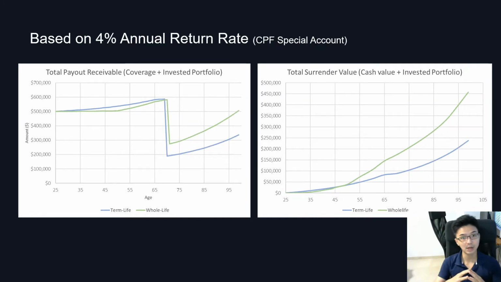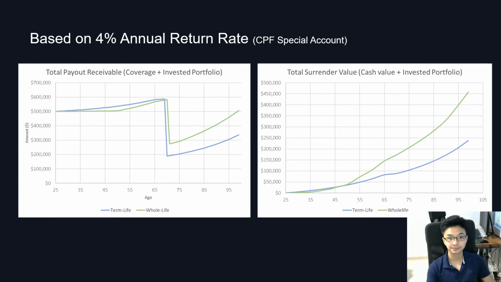Based on a 4% annual rate of return, which is, in my opinion, the most accurate basis of comparison in terms of risk-adjusted return, we see that the use of a whole life plan is evidently better in terms of coverage beyond 70 years old and surrender value beyond the age of 50 years old.